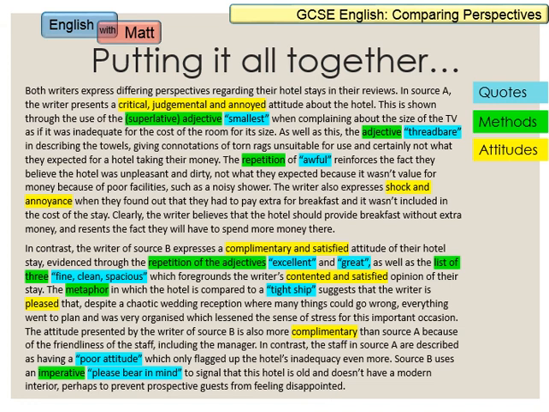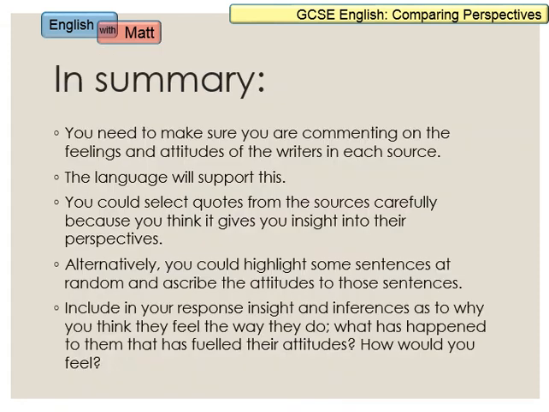So the bits that aren't coloured in here, you can see, are all about expanding on those ideas and trying to explain to the examiner why they perhaps have the views they do. So in summary, you need to make sure you are commenting on the feelings and attitudes of the writers in each source. The language that you quote will support this, and the devices. So the language is the clue as to what they think. Put it in shorthand: if they're feeling annoyed, they will use language to show that. If they're feeling happy, they will use language to show that.